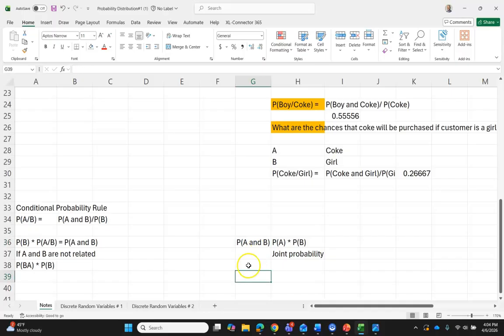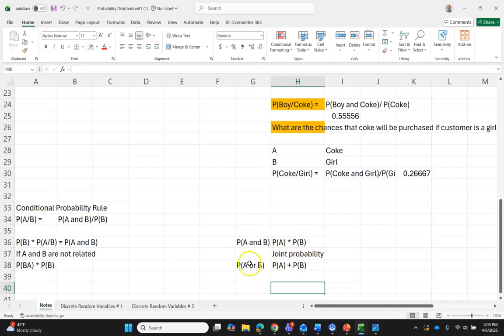Now, if we have probability of A or B, then that means it is the addition probability. And so we can say probability of A plus probability of B, and they should be mutually exclusive and mutually exhaustive. So this OR means addition. So don't forget about AND, A and B, and OR, A or B. This OR means addition, and AND means multiplication.